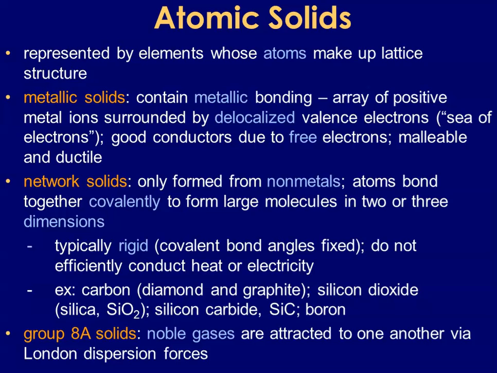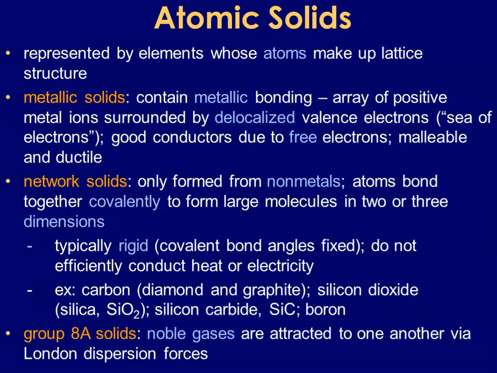Atomic solids are going to have atoms make up the lattice structure. With your metallic solids, again, you can have metallic bonding occur, where these atoms are basically positive metal ions that are surrounded by lots and lots of delocalized valence electrons. And because these electrons are free, they are excellent electrical conductors, and they can be easily shaped. They're very malleable, and they can be drawn into a thin wire.